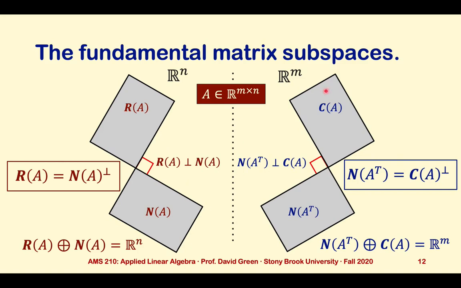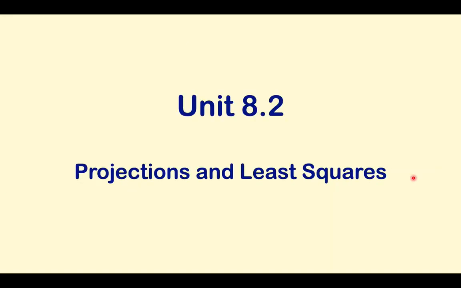Very similarly, on the Rm side, we have a column space and a left null space. Their direct sum generates the whole space. They are orthogonal to one another. We say they are orthogonal complements. Okay. That wraps up our introduction to the idea of orthogonality.